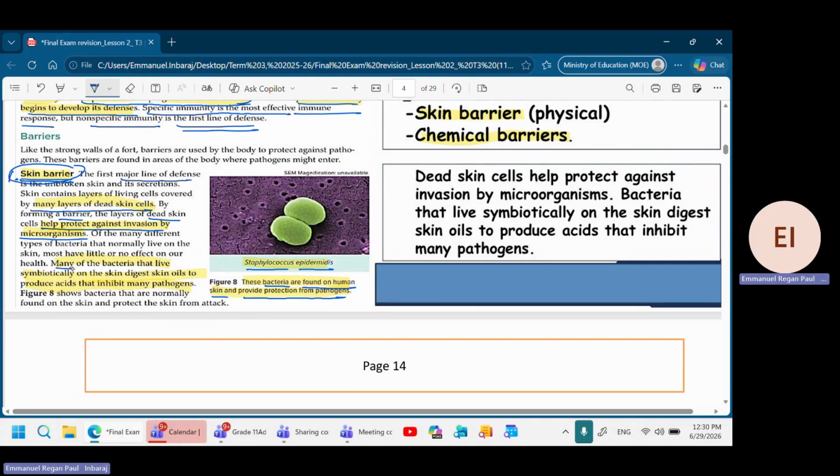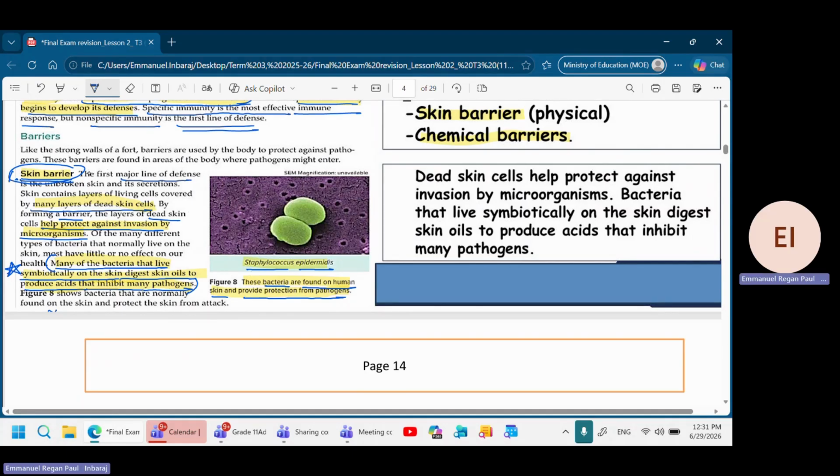Many of the bacteria that live symbiotically on the skin digest the skin oils to produce acids that inhibit many pathogens. Very, very important. This is going to come for your exam. I'll put a star here. Many of the bacteria that live symbiotically on the skin digest the skin oils to produce acids that inhibit many pathogens. So don't forget.